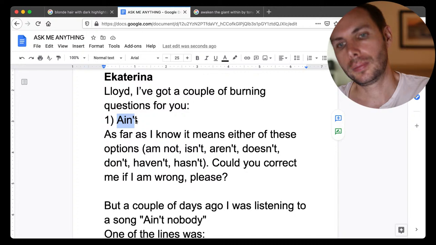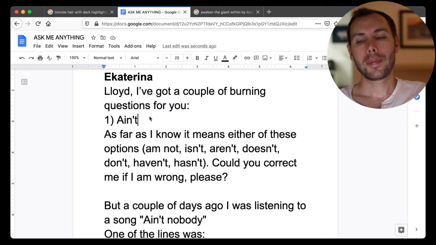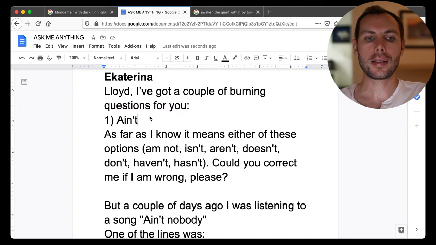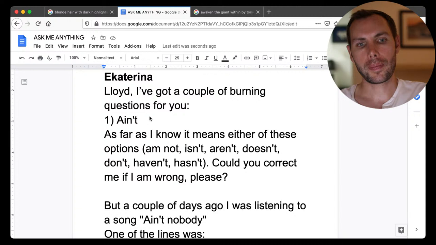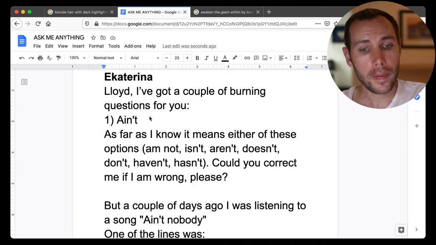It's kind of now, I mean, people do use this word. And I don't want to sound rude or whatever, but it does sound a little bit lower class, maybe. Although it is quite commonly used in songs. Kate has a good example here.